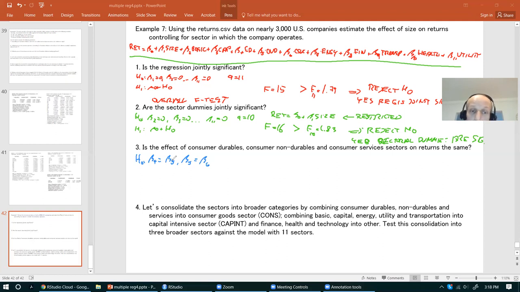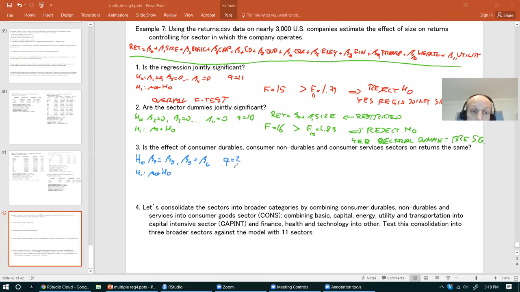If beta 4 is equal to beta 5 and beta 5 is equal to beta 6, then certainly beta 4 is also equal to beta 6, meaning all three coefficients are the same. And that's what we want to test. So here we've got two restrictions, so Q equals 2. The alternative hypothesis is not H0.